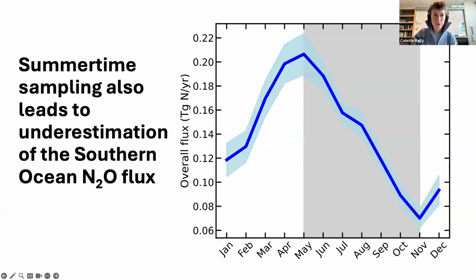So the second part of our story looks at what the seasonal cycle in Southern Ocean nitrous oxide emissions is. And here I'm showing just our overall integrated nitrous oxide flux from the Southern Ocean in each month. Here I've shaded in gray the wintertime months. And overall, we have this kind of autumnal peak in fluxes, but we certainly have some kind of seasonal asymmetry in the nitrous oxide fluxes.